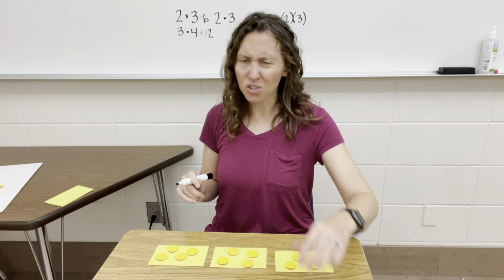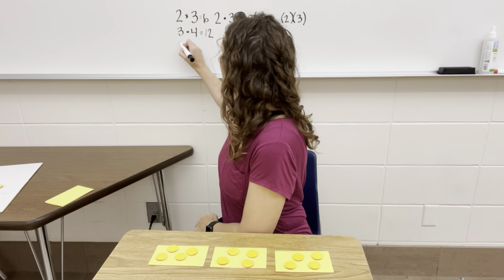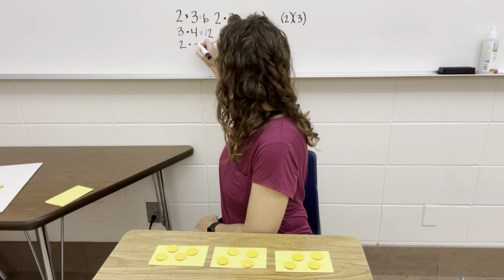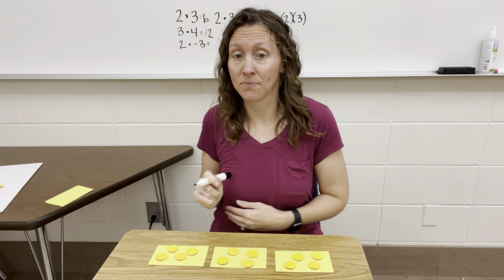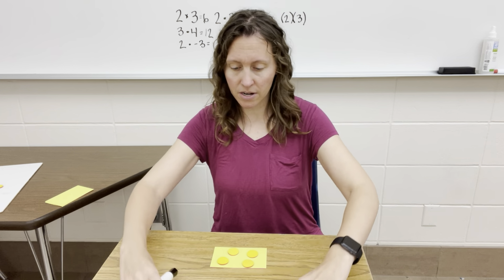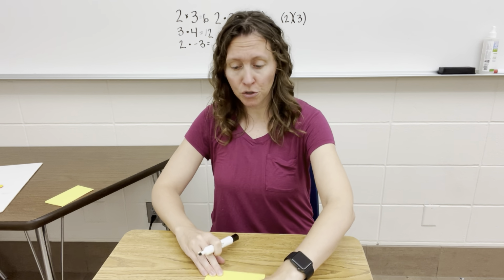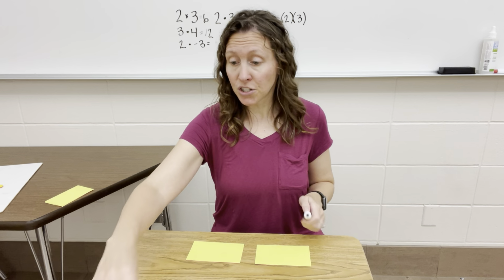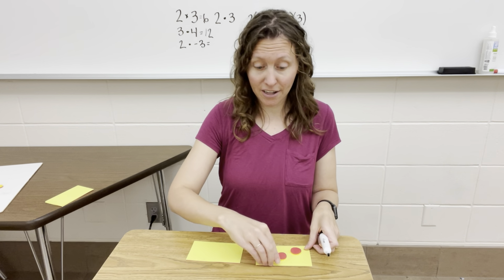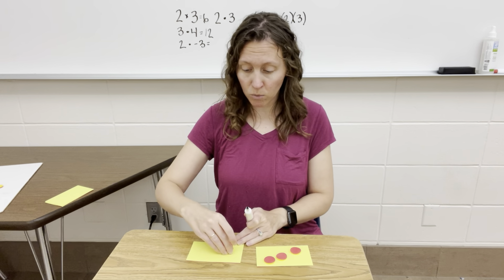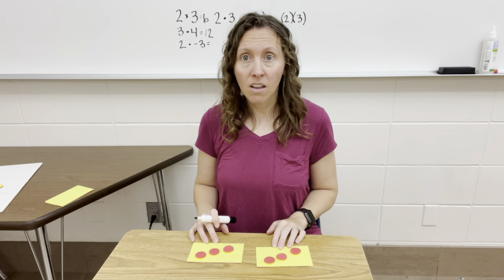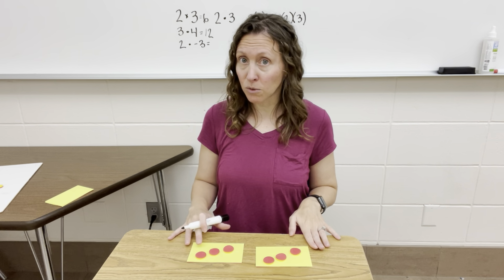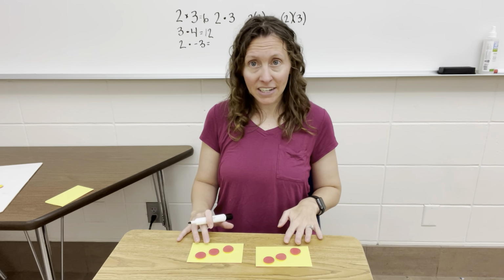All right, let's try one that has some negatives. Let's try 2 times negative 3. So I'm going to clear this out here. I'm going to have 2 groups, 1, 2. And in each of these groups, I'm going to have 3 negatives. So I'm going to use reds this time. Reds are negatives. Altogether, I have 6 reds. So my answer is negative 6.